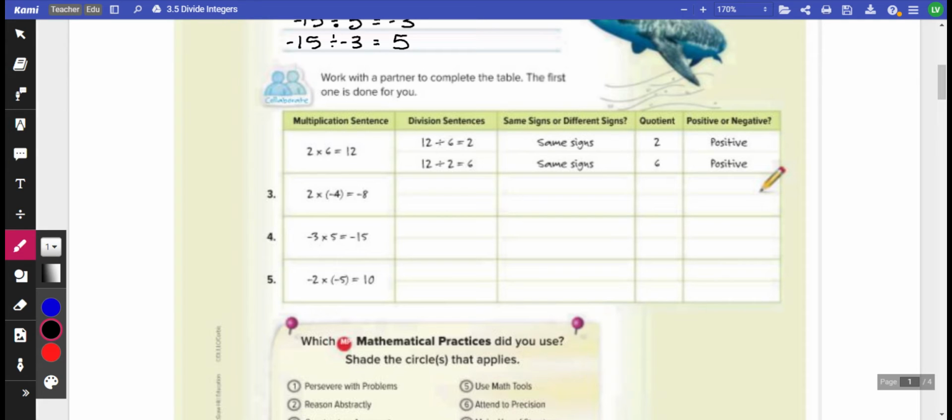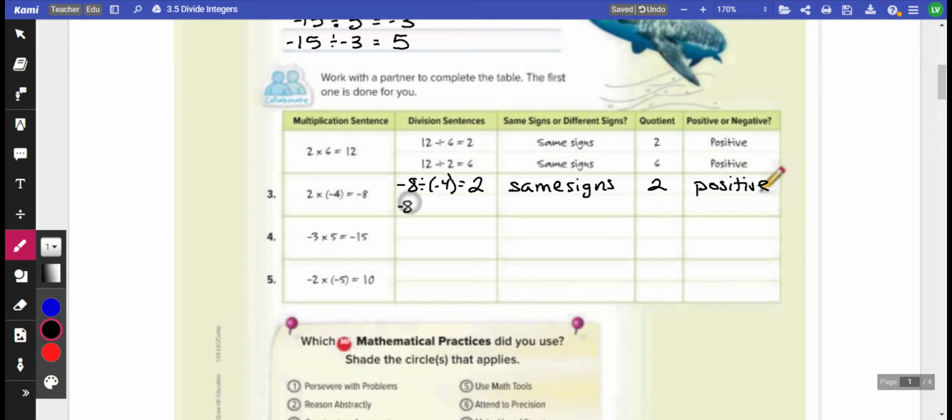So for number 3, 2 times quantity negative 4 equals negative 8. So I'm going to take negative 8 and divide it by negative 4. Well, that equals 2, because 8 divided by 4 is 2. Negative divided by negative is a positive. These are the same signs. The quotient is 2, and therefore it is positive.